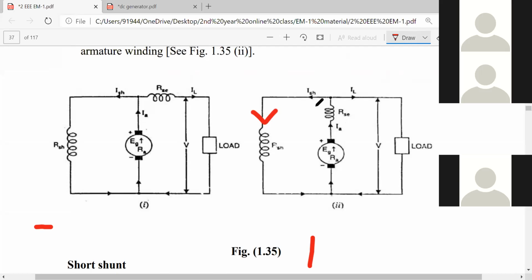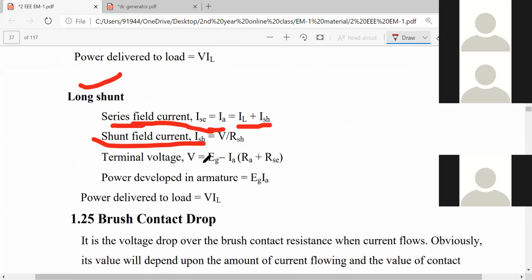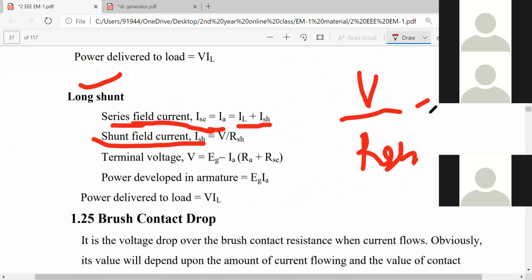You want this current, voltage across these terminals, this terminal voltage equal to V, by resistance of this field circuit. So long shunt, Ish equal to voltage across the terminal V, because connected in parallel, by Rsh. This is the Ish value.